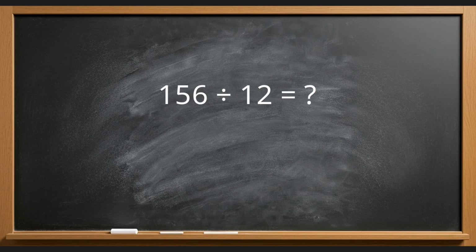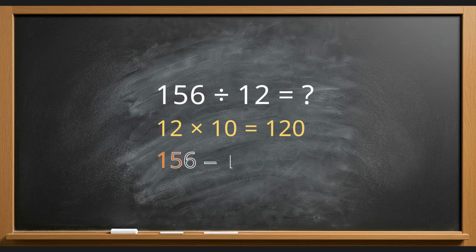Instead of dividing the hard way, let's use friendly multiples. What's an easy multiple of 12? How about 12 times 10? That gives us 120. Now subtract 120 from 156. That leaves us with 36.